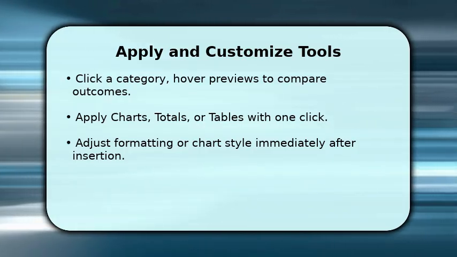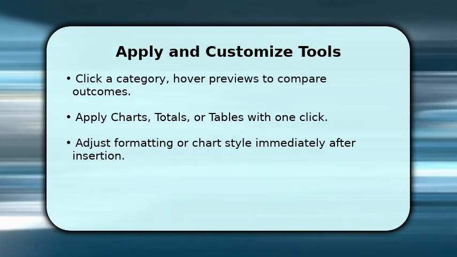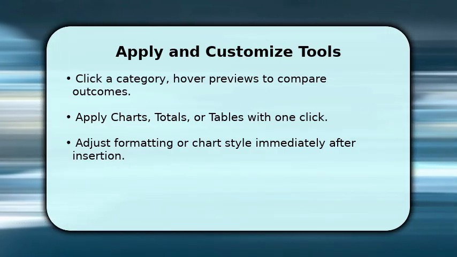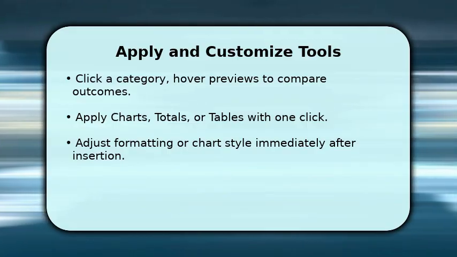Once applied, customize styles from Home or Chart Design to fit your needs. If you added a table, use Table Design to toggle totals, banded rows, or filters. Once done, make sure to adjust ranges and formats so labels, number formats, and axes read correctly for viewers.